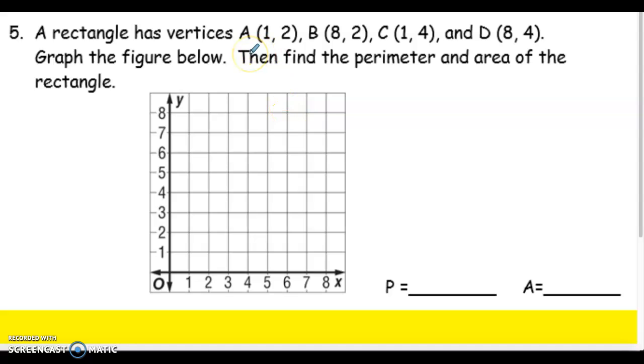Okay, so you want to graph this. It says a rectangle has vertices. A is (1, 2). So you're going to go right 1, up 2. That's A. So I'm going to put letter A here.